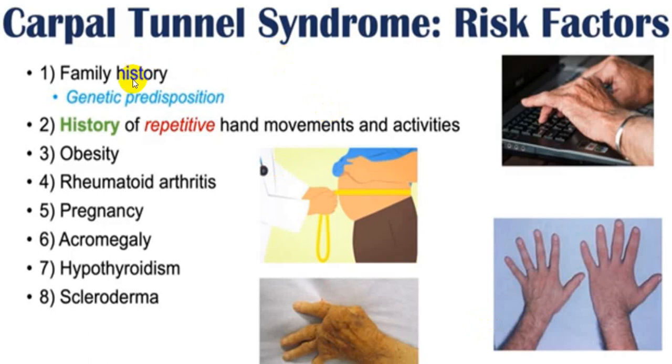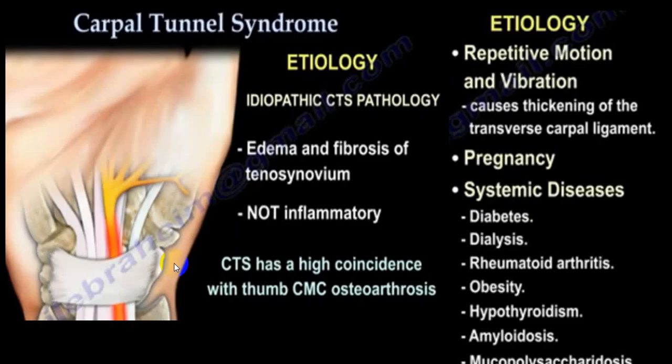There is a strong family history, so probably there is some genetic predisposition. History of repetitive hand movements, particularly a person working on a laptop, a sewing machine, a typing machine, etc. Obesity, rheumatoid arthritis, pregnancy, acromegaly, hypothyroidism, scleroderma, etc. can produce entrapment at the wrist joint in the carpal tunnel. One of the most common causes is also idiopathic.